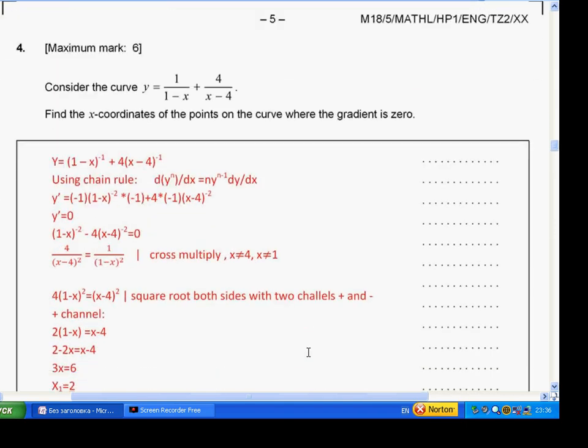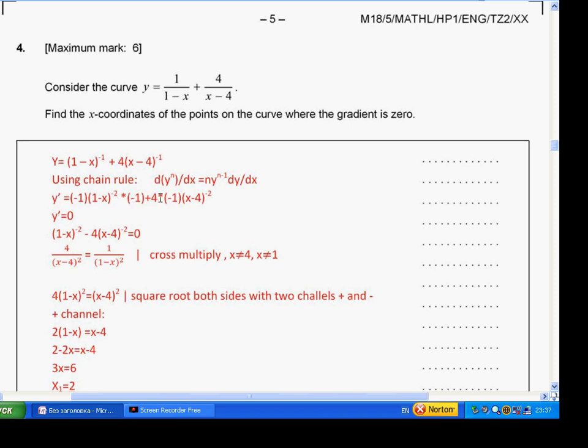Question 4. Consider the curve, find the coordinates of the points of the curve where the gradient is 0. Gradient is the derivative, so we should find the derivative. The problem here is that we should turn the fraction into exponent form and use the chain rule. If we have y to the nth power, then the derivative is n times y to the n minus 1, times dy/dx. So here, for the first term, minus 1 goes in front, and the derivative of 1 minus x is minus 1.